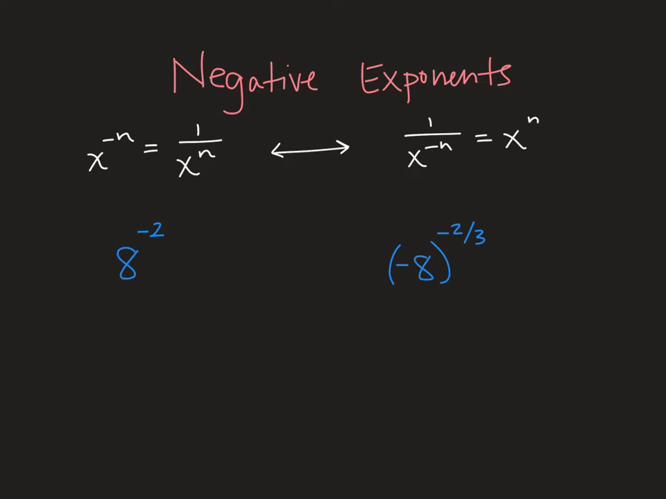Okay, here are 2 more examples with a negative exponent. When we have 8 to the negative second, that means we can rewrite it as 1 over 8 to the positive second, which is 1/64.